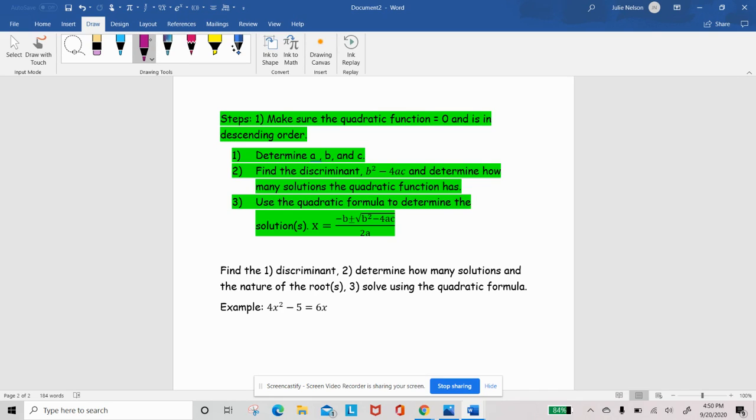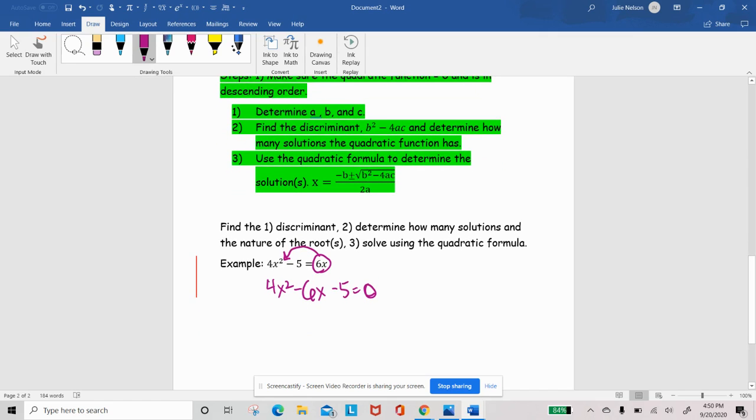My equation doesn't equal 0, so I have to move this 6x over, and when I move it over, it becomes negative 6x. So 4x squared minus 6x minus 5 equals 0. Next I want to make sure I know what a, b, and c equal. a equals 4, b equals -6, and c equals -5. a is always the number in front of x squared, b is always the number in front of x, and c is always the constant.